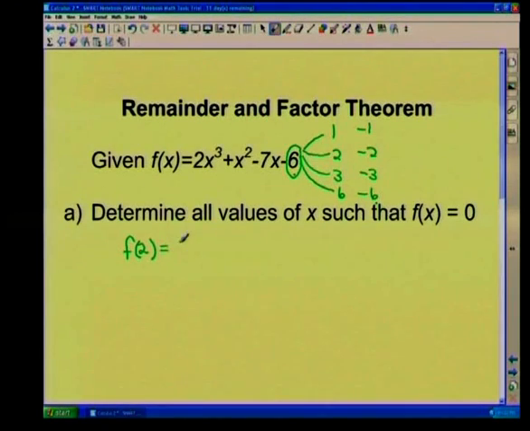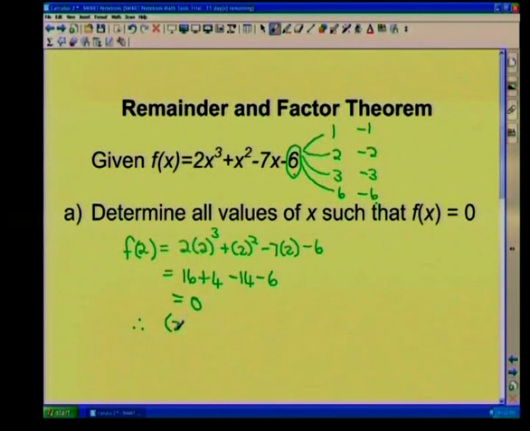If I start with the f of 2, I've got 2 times 2 cubed plus 2 squared minus 7 times 2 minus 6. 2 cubed is 8. 8 2s are 16. 2 squared is 4. Here I have minus 14 minus 6. And if you work that out, you're going to get 0. Therefore, x minus 2 is a factor.